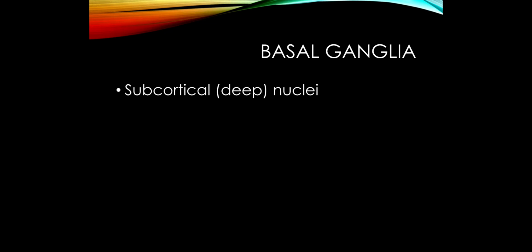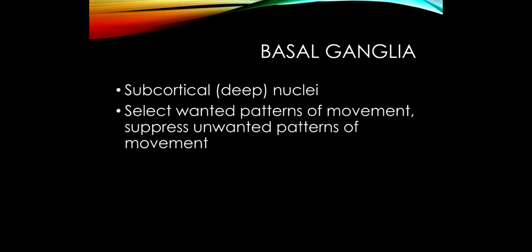So not all of the neurons in the brain are out around the surface, the cortical neurons that we talked about. And so as a big picture, what does the basal ganglia do? It selects wanted patterns of movement and suppresses unwanted patterns of movement. So therefore, when we talk about lesions of the basal ganglia, this results in movement disorders.